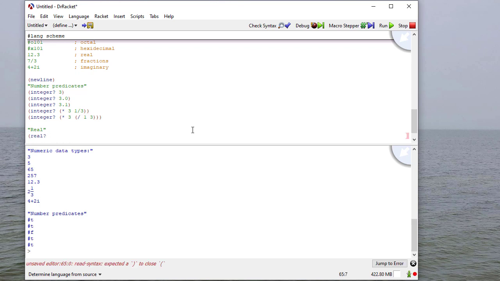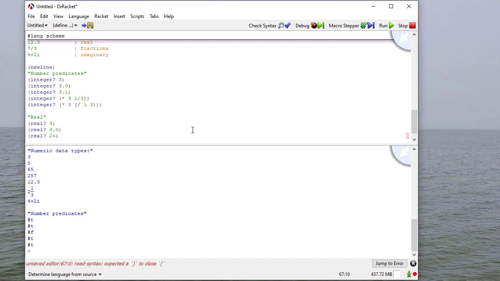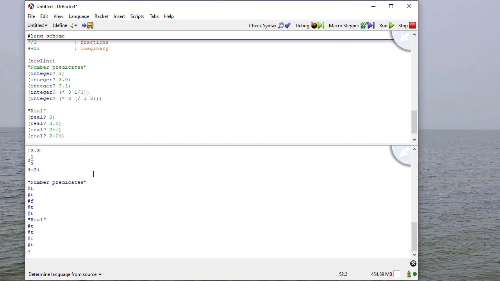There's a predicate for real numbers. I can ask if 3 is real, if 3.0 is real. I can ask if 2 plus I is real, and I can ask if 2 plus 0i is real. And when I run this, notice 3 is real, 3.0 is real, 2 plus I is not real, it's an imaginary number, but 2.0i is 2, and that's a real number, so that returns true.